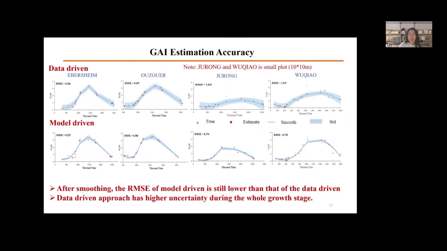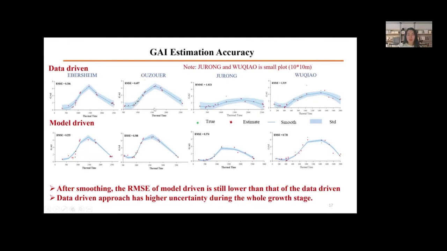Here are the GI dynamics. There are four different sites. And as you can see, Jurong and Wuqiao are small plot sites. Their size is 10 by 10 meters. The green points represent the true GI value. The red points represent the estimated GI value from the reflectance. The blue line represents the smoothed dynamics of GI. The blue range represents the standard deviation of the prediction.